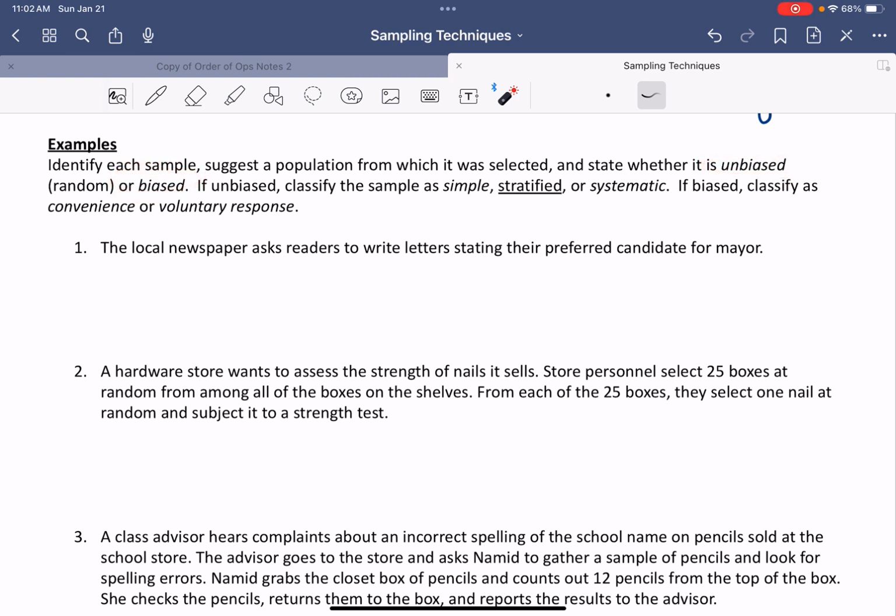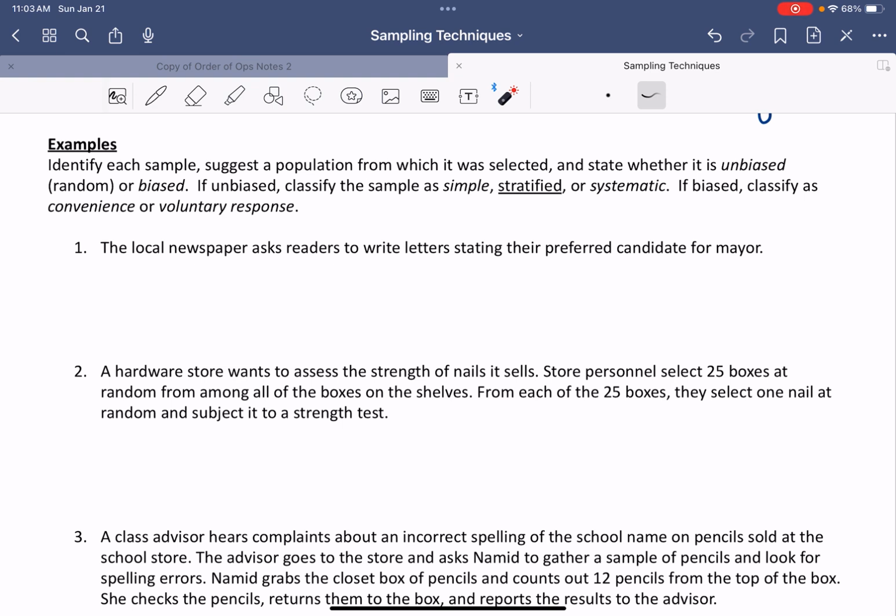But here's the cool part: if it's unbiased, remember these are your 3 unbiased. If it's biased, here's your 2 biased, all right? So I shouldn't see, oh, it's unbiased but voluntary, or it's biased but stratified, right? These are all together, and these will be all together. So make sure you're reading and then using your notes. All right, so the local newspaper asks readers to write letters stating their preferred candidate for mayor.